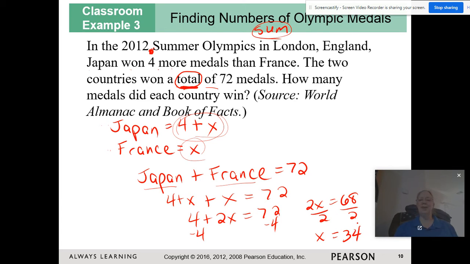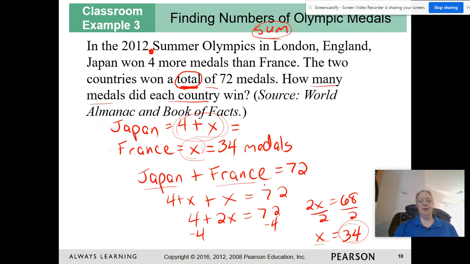Now, make sure you're answering the question. How many medals did each country win? So I need both countries. So far, we only have X. I haven't actually answered the question whatsoever. Finding X doesn't tell me anything. Well, we can get our answer, but notice we said X was equal to 34. So that tells me that France won 34 medals.